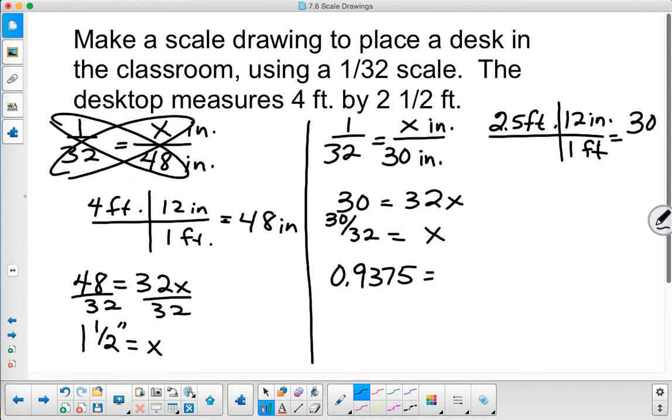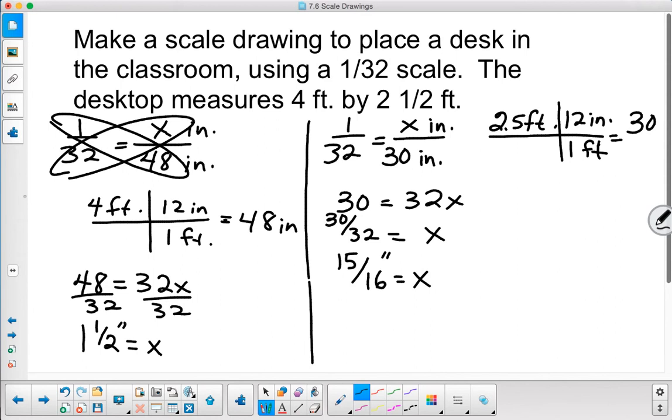0.9375. Do you recognize that as what fraction it is? That's not a real common decimal. So let's not go decimal. Let's just go back and reduce this fraction, dividing by 2. So we get 15/16 of an inch for x. So a desk is supposed to go in that classroom. It's going to be 1.5 inches by 15/16.